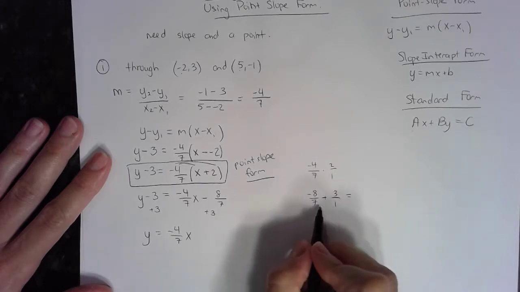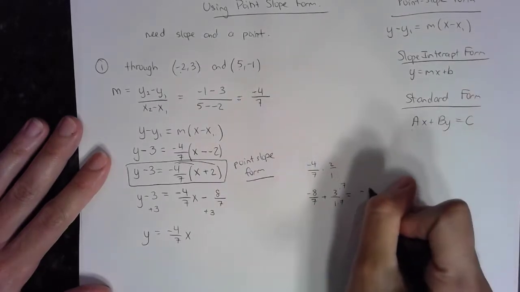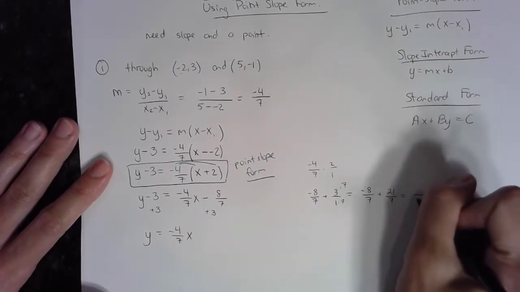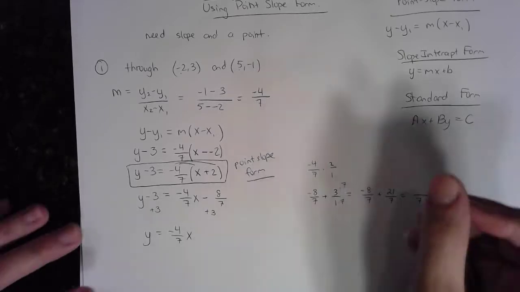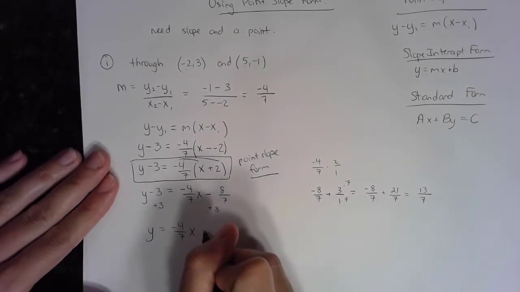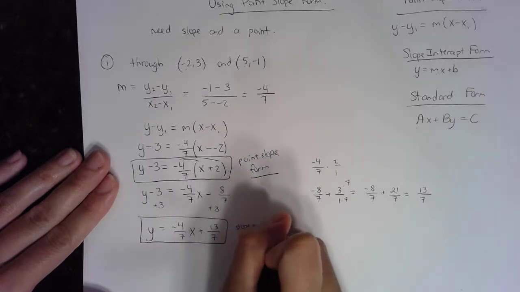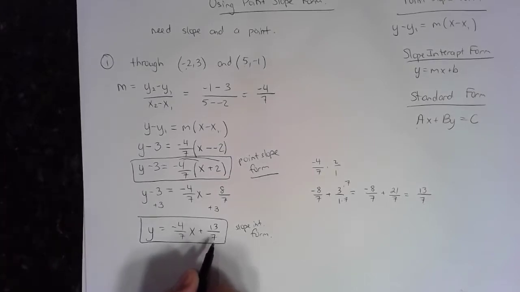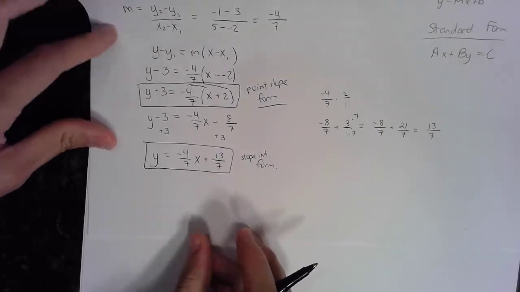And when I'm adding fractions, I need a common denominator, so that would be a 7. So this is going to be a negative 8/7 plus a 21/7, which on the bottom, keep the bottom, work the top. I get a negative 8 plus 21, which is a 13 over 7. So this part becomes plus 13 over 7. Now I'm in slope-intercept form. And now that I'm in slope-intercept form, I can identify the y-intercept, which in this case is 13/7. And it could be a fraction. Don't be scared of the fractions.